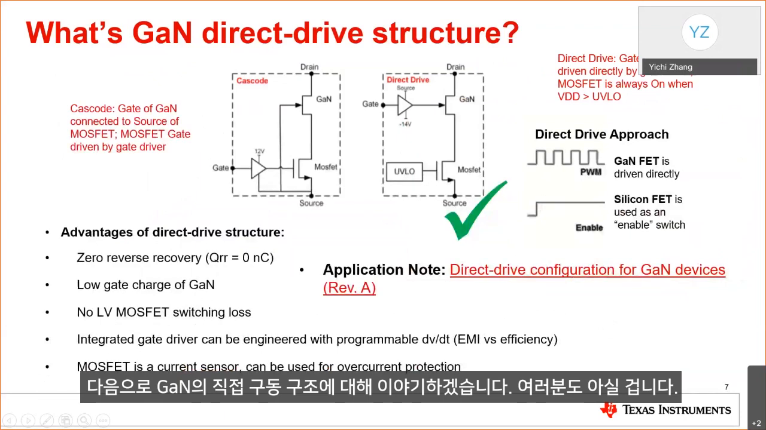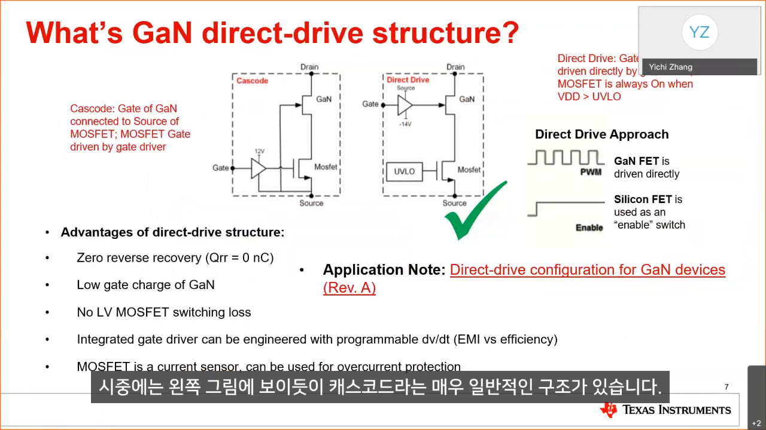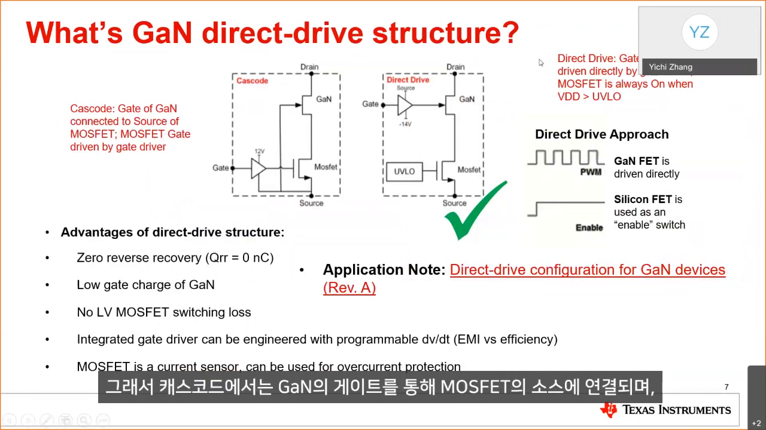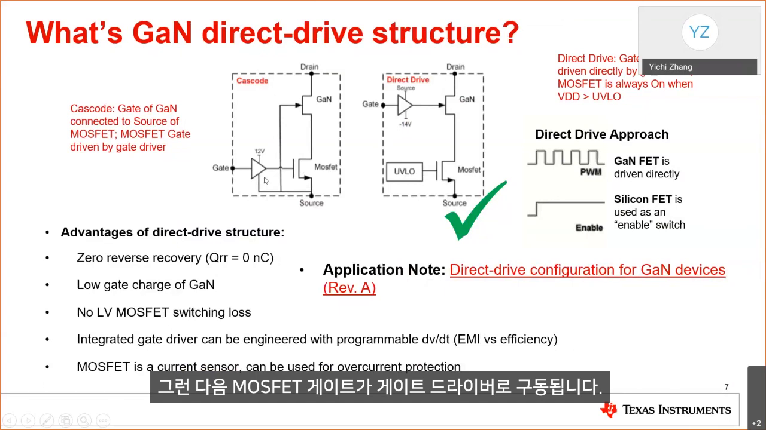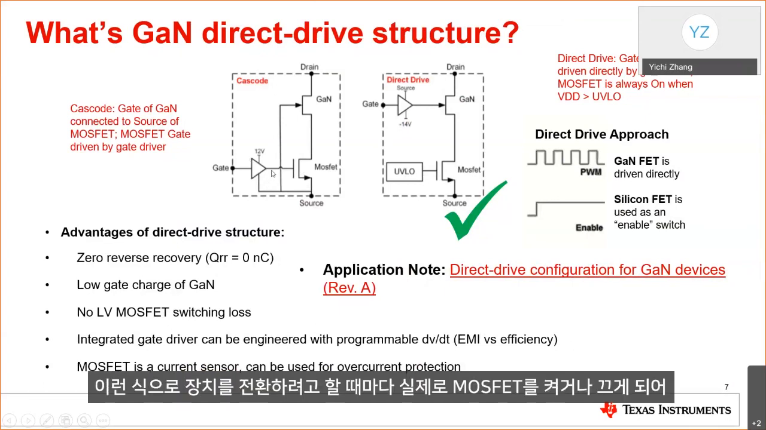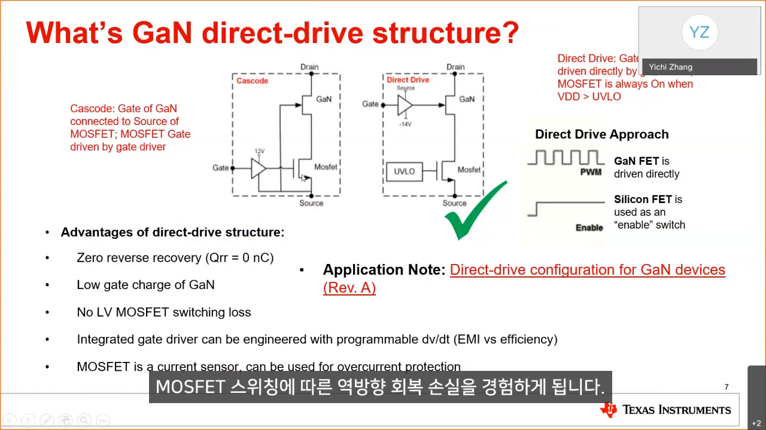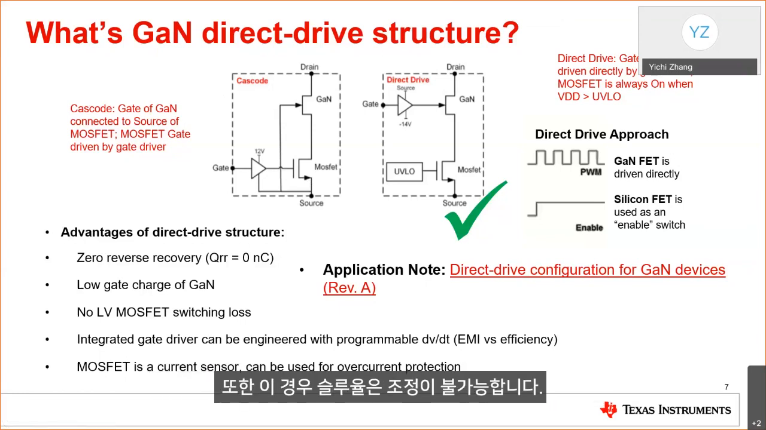And then the next one, I will be talking about what GaN's direct drive structure is. As you may know, there's a very common structure in the market called cascode, as you can see in the left figure. Cascode is where you have the gate of the GaN connected to the source of the MOSFET, and the MOSFET gate is driven by a gate driver. In this way, whenever you try to switch the device, you're actually switching the MOSFET on and off, and then you will be experiencing the reverse recovery loss from the MOSFET, switching loss from the MOSFET, and also slew rate in this case cannot be adjusted.